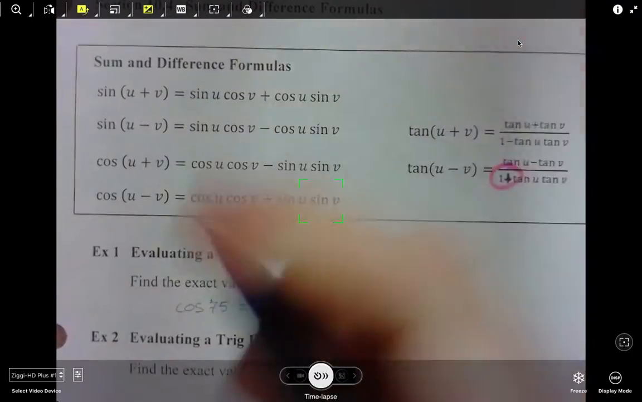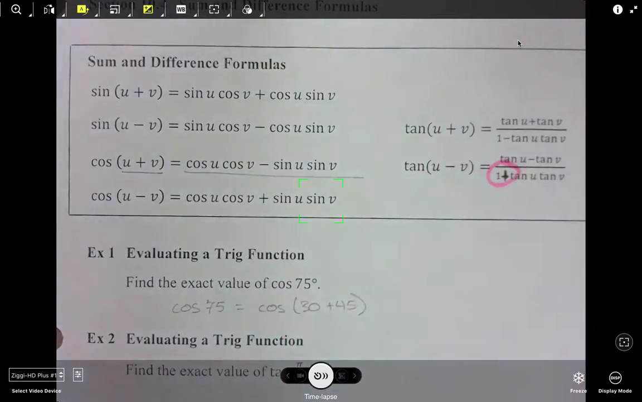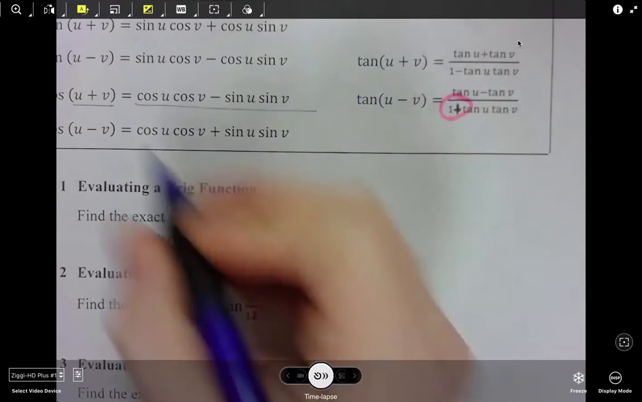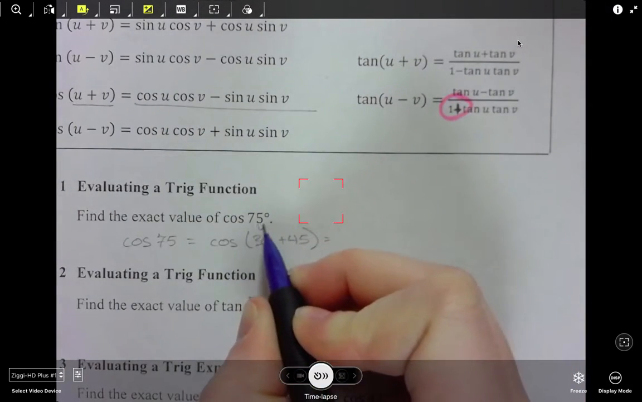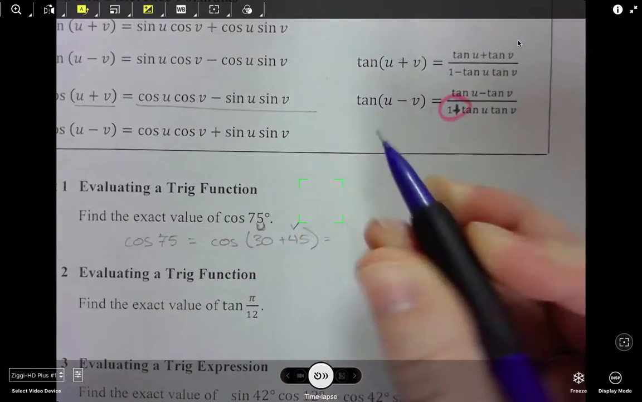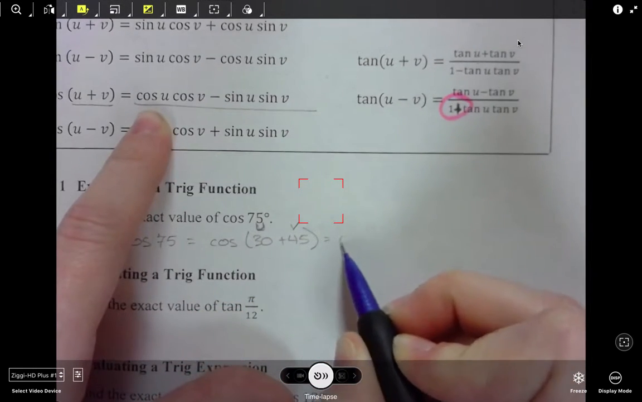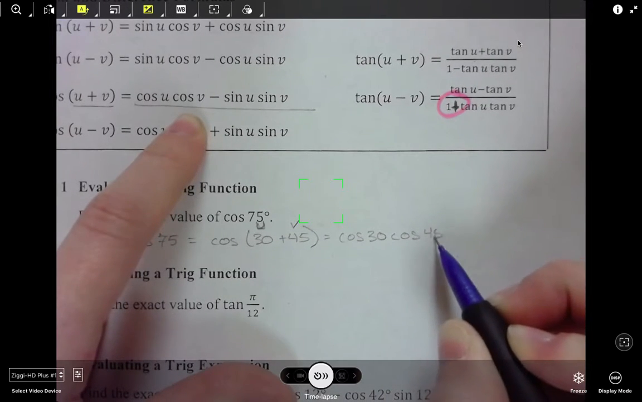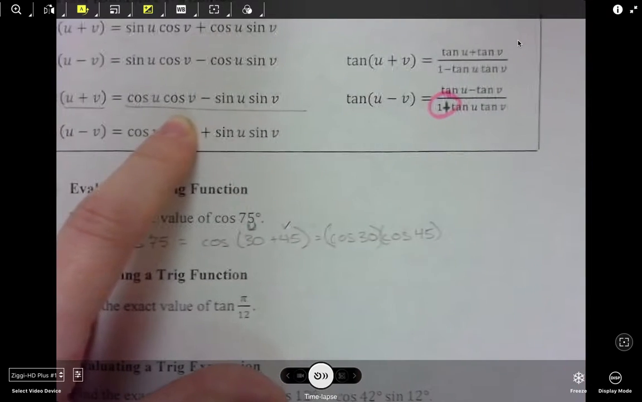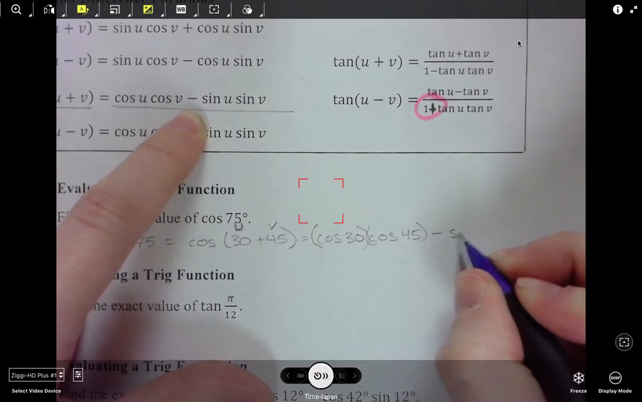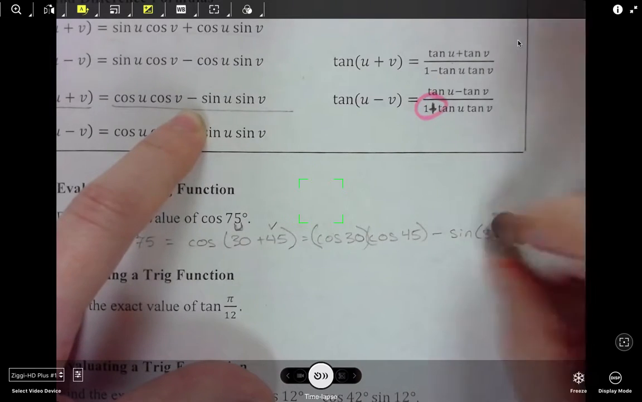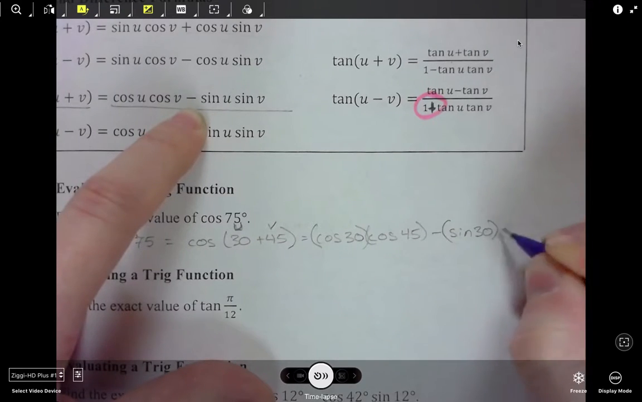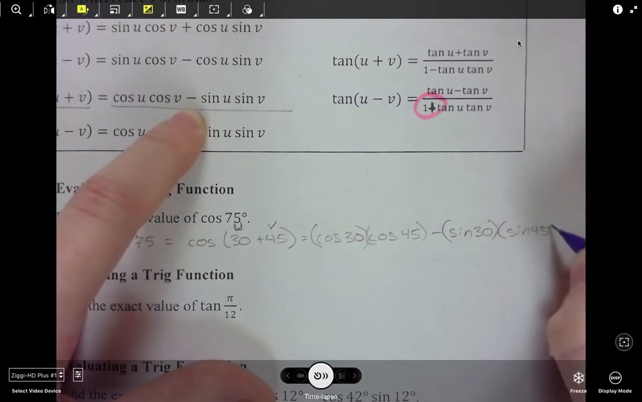All right, the formula for cosine of a plus is cosine u cosine v minus sine u sine v. So I'm going to use that formula here. When you split this up into two pieces, this would be your u and this would be your v. So I'm going to do cosine of u, that means cosine of 30, times cosine of v, that's cosine of 45. Those two are being multiplied together. And then you do minus sine of 30 times sine of 45. Okay, and that's the formula.